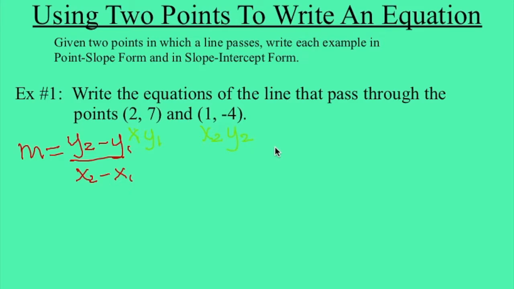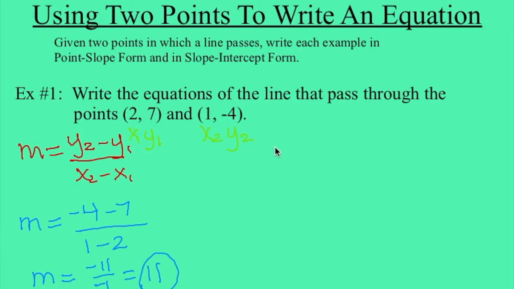So if I substitute those values in here, I can find out that the slope is equal to negative 4 minus 7 over 1 minus 2. And if I simplify this, I find out that the slope is negative 11 over negative 1. We know that a negative divided by a negative is a positive, and 11 divided by 1 is just 11. So we have a slope here of positive 11. So this we can now use to write our equation, first of all, in point slope form.